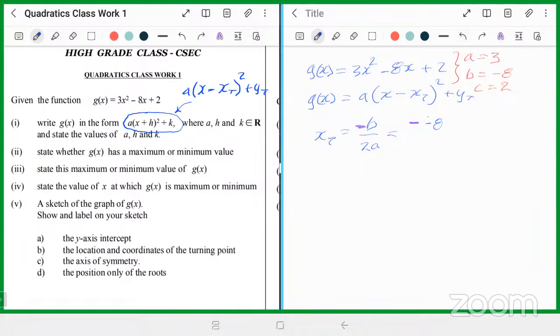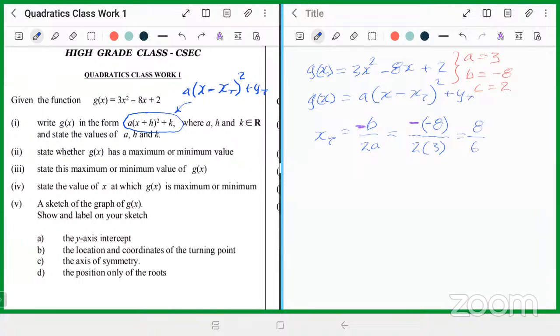I can even bracket this as my b. And I'm dividing that now by 2 times a. That's 2 times the a value, which is 3. Then this minus becomes a positive 8. Minus is a plus. And this 2 times 3 is a 6.